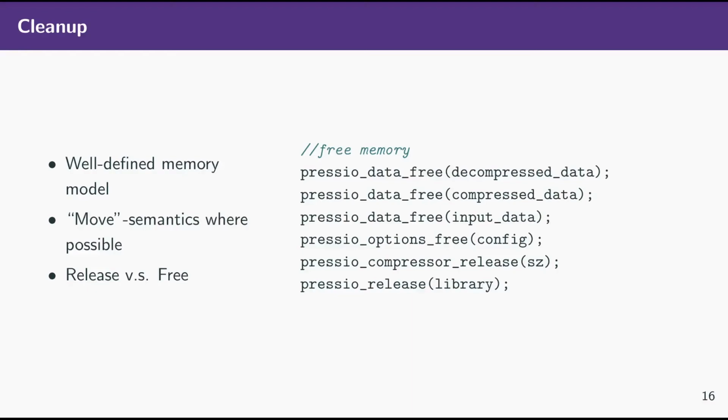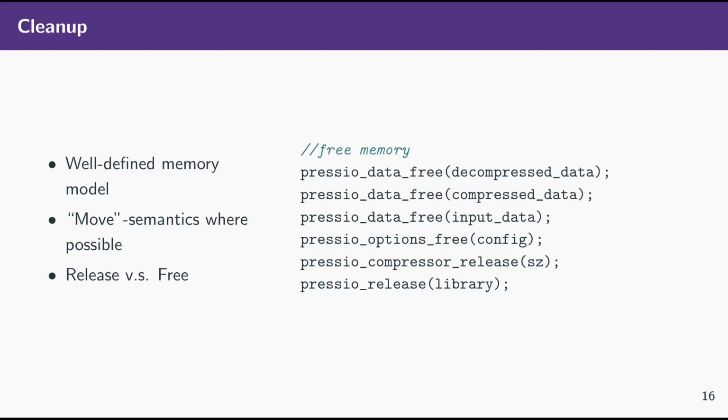So what I mean by move semantics is that it detects that you're using this in a context in which you're unlikely to use the pointer again, and it's going to take ownership of that memory and be responsible for freeing it on your behalf. And I've documented very carefully in the documentation when things take ownership and when things do not take ownership. Pressio options free is for freeing the configuration that you've made for this particular compressor. Pressio compressor release is responsible for releasing the compressor.